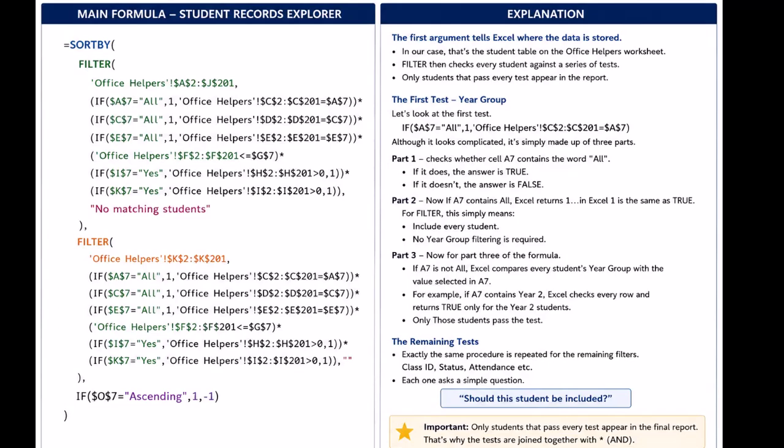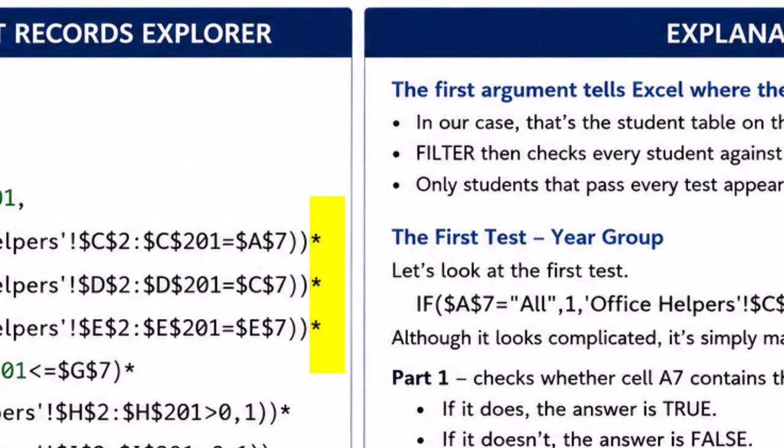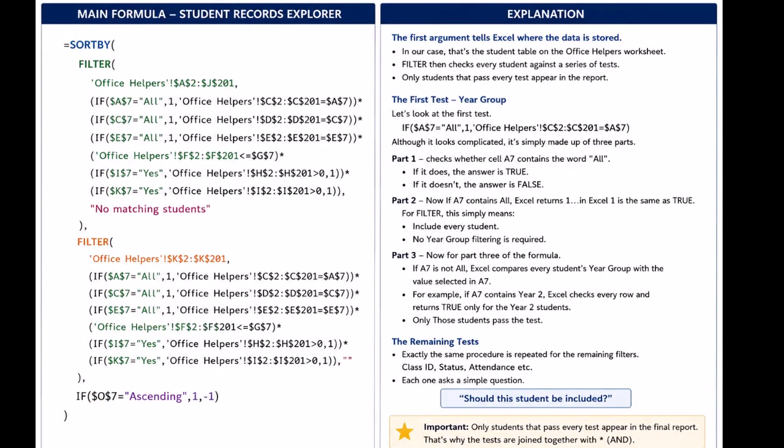You may have noticed that each test is joined together with an asterisk. Test 1 asterisk, test 2, asterisk, test 3. The asterisk works like AND. Every student must pass every test. If a student fails just one test, they are excluded from the report. The final part of FILTER is simply "no matching students." If no student meets the selected criteria, Excel displays this friendly message instead of an error.